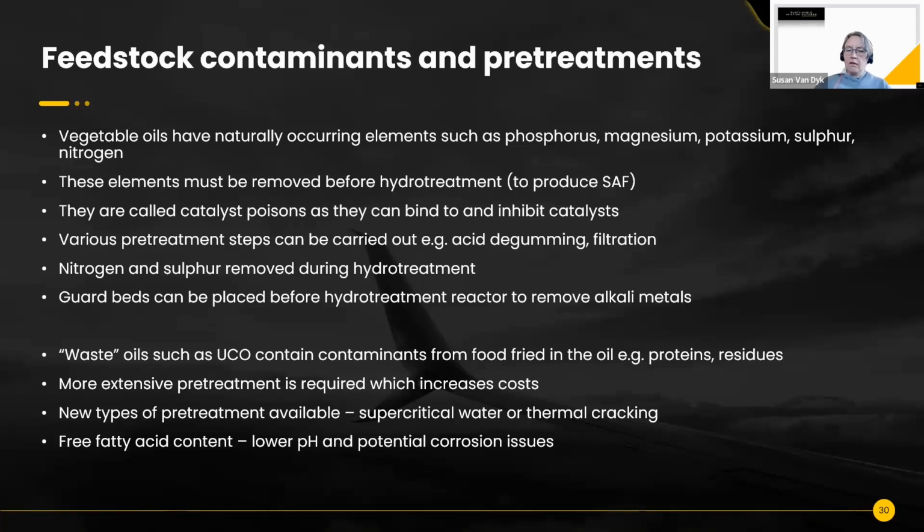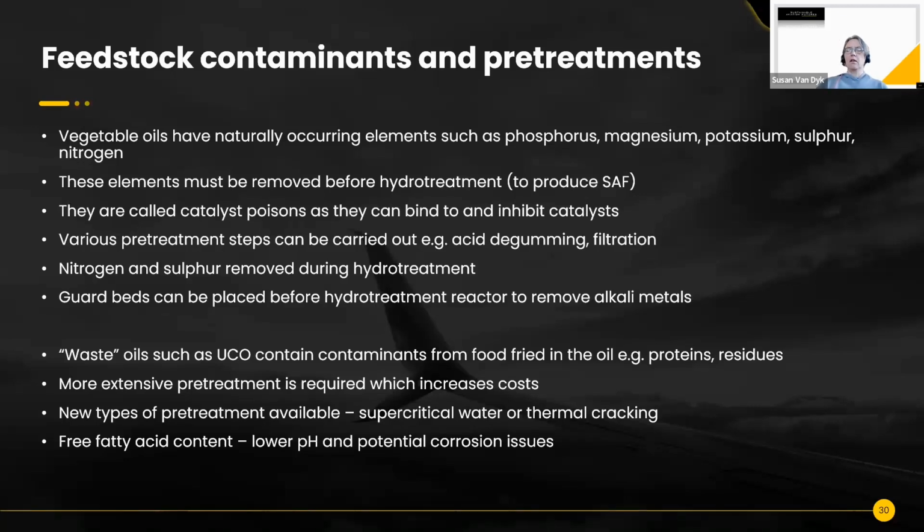The other thing is when you do acid degumming or filtration, you actually lose some of your oils and fats in there. So it reduces your yields and therefore affects the economics. There are new types of pre-treatment available that try to reduce the yield loss and have a more successful removal of these compounds.